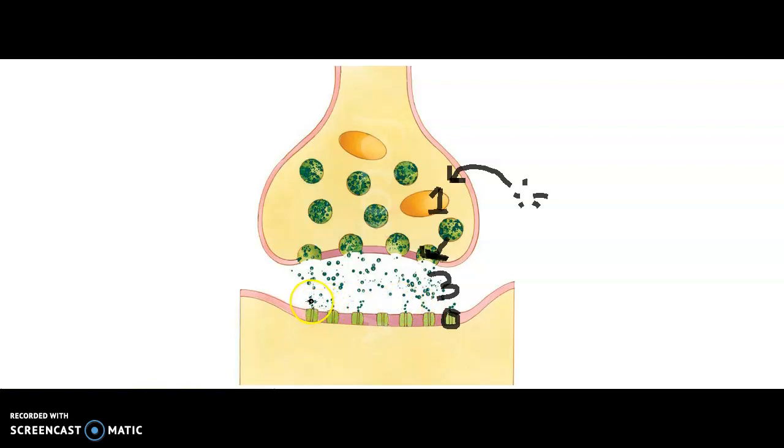Then they separate from the neuroreceptors and are moved up here to reuptake. And that starts the whole process again. So let's see, I guess 4 would be when they enter. And 5 is reuptake. And that sets the process to start over again.